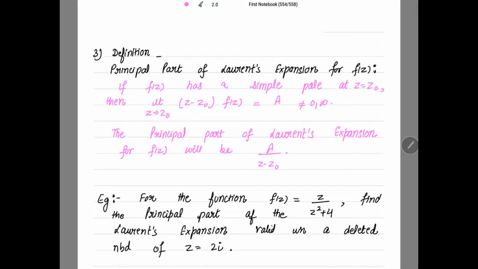Let's do one example on this. For the function f(z) equal to z over (z squared plus 4), find the principal part of the Laurent's expansion valid in a deleted neighborhood of z equal to 2i. Now here z0 is given to be 2i, right? So let's do this example.